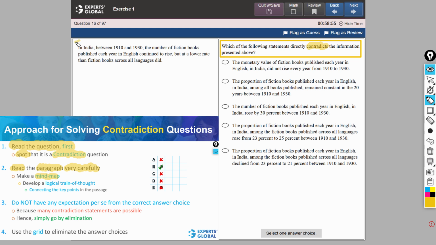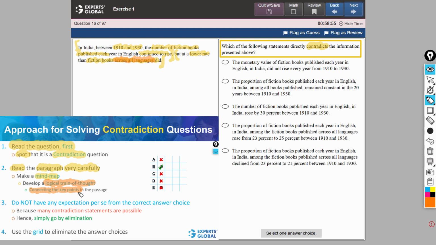There are just two pieces of information here: that the number of fiction books published each year continued to rise over this time span, but at a lower rate than fiction books across all languages did. Therefore, the number of fiction books published in English in India during the suggested time period increased, but the same across all languages increased at a faster rate. So we have developed a logical train of thought here, connecting the key points in the passage.